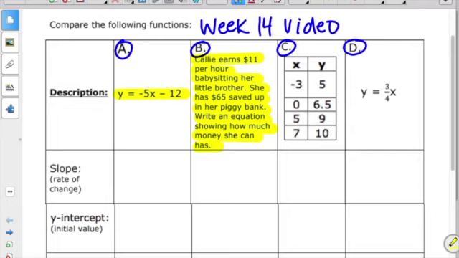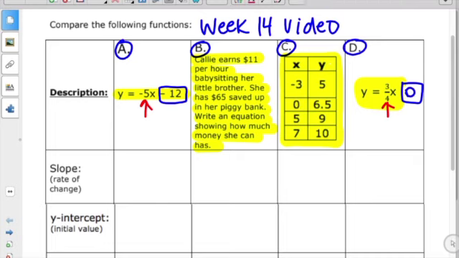You can have a table of values. And here we have another equation. Both of our equations are in slope-intercept form because we have the slope, which is our x coefficient, and we also have the y-intercept, which is right here. This one does not have a number there, so remember that's 0. Okay, so we're going to compare these functions.